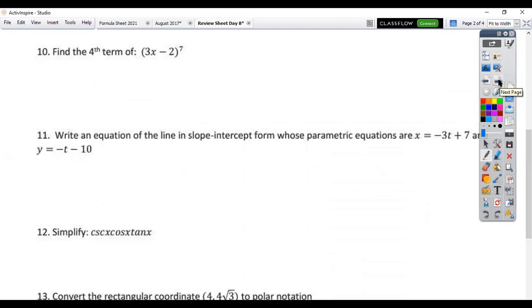All right, so on number 10, we've got another binomial expansion here. So you want to find the fourth term of (3x - 2) raised to the power of 7. Oh, I'm sorry, I'll give you guys a second to get situated. Take your time.